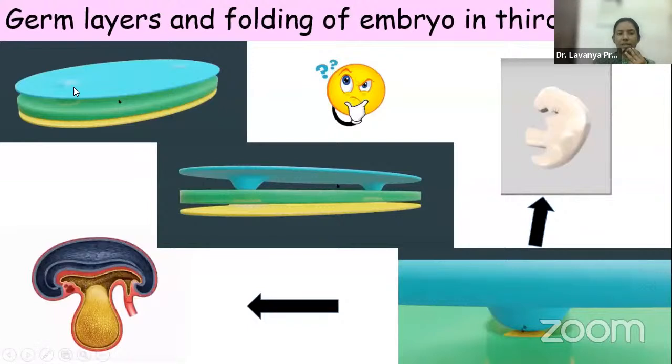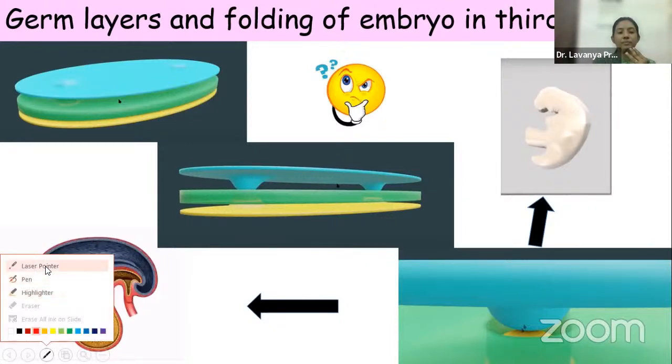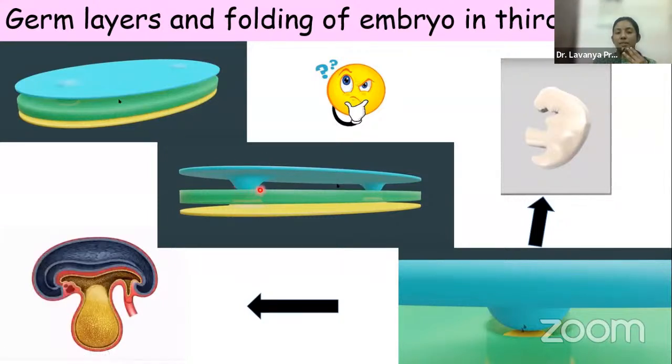Now, in this blue color, what we see here is the ectoderm and the mesodermal layer, and this yellow color is the endodermal layer. Towards the caudal end and the cranial end of this trilaminar germ disc, we can see depressions, one towards the cranial end and one towards the caudal end.